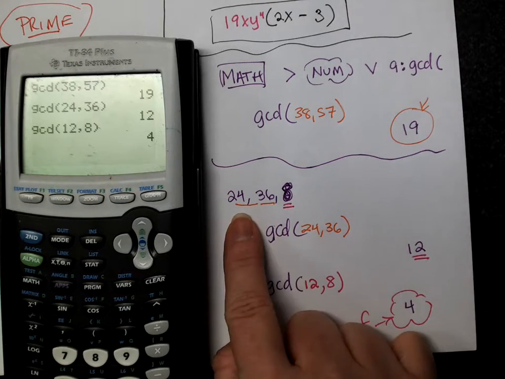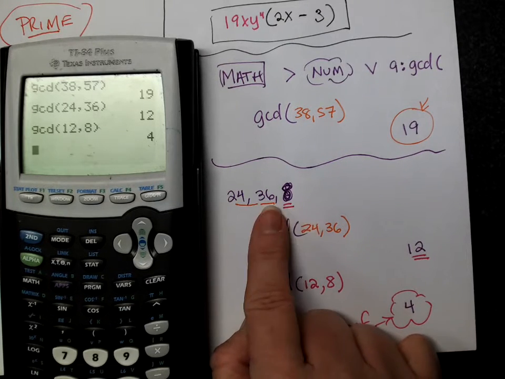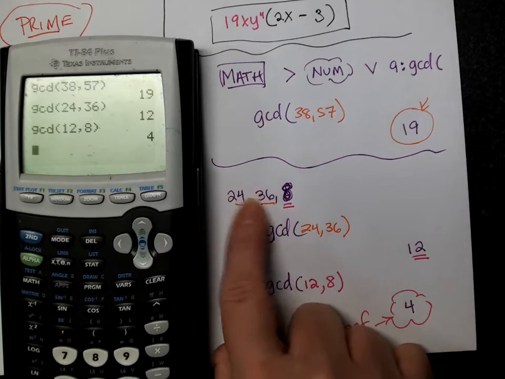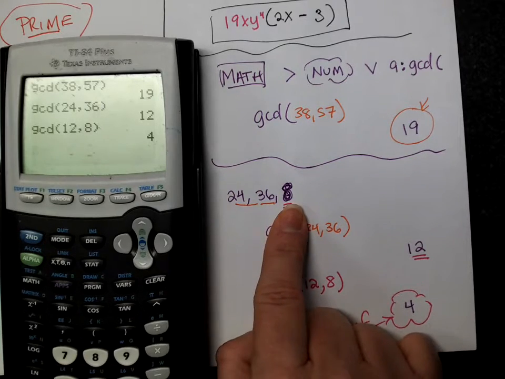Does 8 divide into 24? Yes, 8 times 3. Does it divide into 36? It doesn't. So 8 is not a factor or a divisor of both of these. Okay, so your smallest one didn't work.